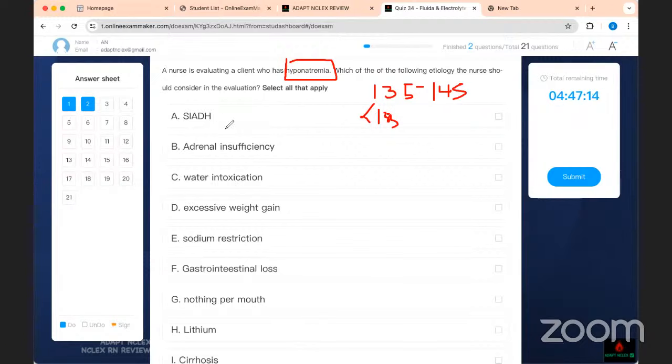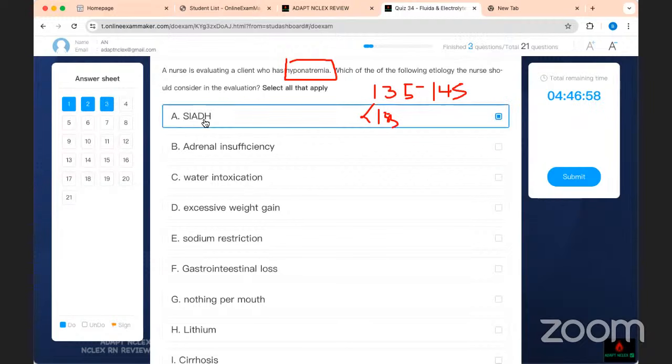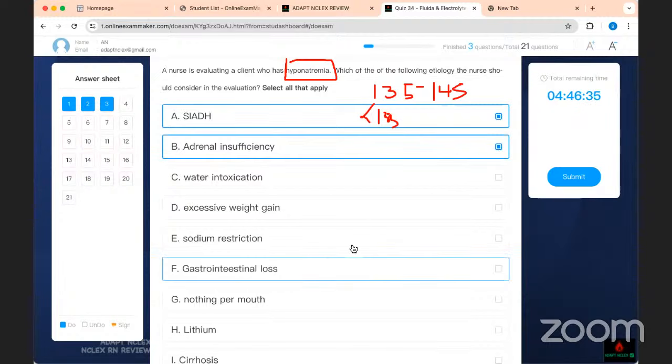Let's take one of them. SIADH. What is the complication of SIADH? What happens? Is your sodium high or low? Hyponatremia. Adrenal insufficiency. What is the problem? Do they have a lot of sodium, or is their sodium low? What do you guys think? Adrenal insufficiency. Is your sodium low, normal, or high? They don't have aldosterone. Therefore, their sodium cannot be that high. It's going to be low.